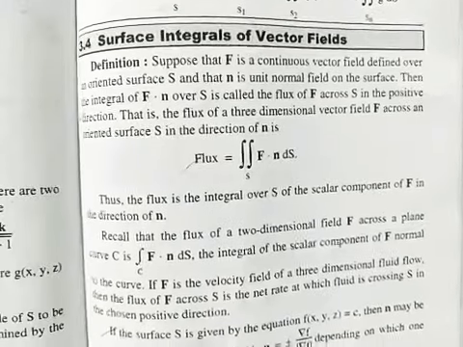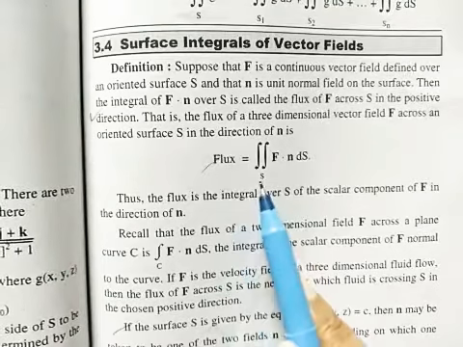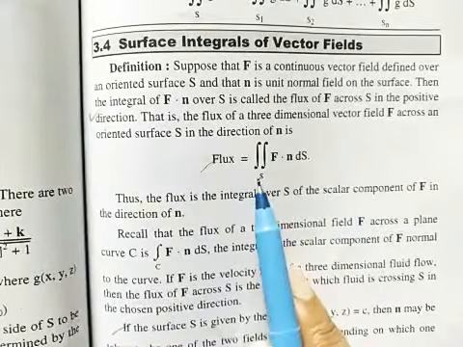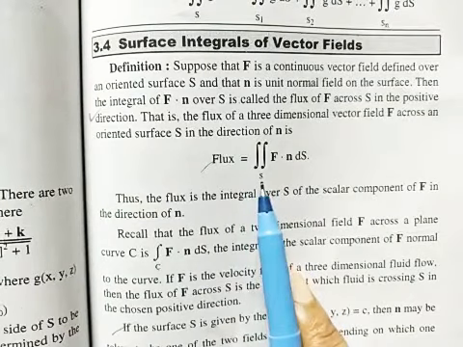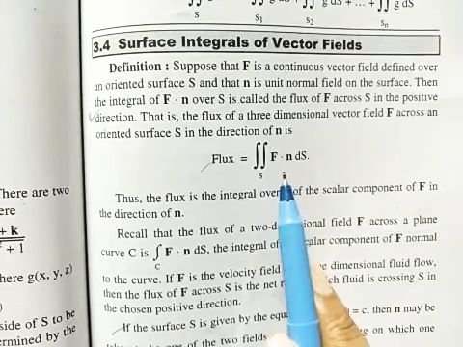Hello students. In the last lecture we have seen the definition of flux. What is flux? Flux can be calculated by the double integration of F dot n dS. What is this F? F is a continuous vector field defined over surface S. What is n? n is a unit normal field on that surface.